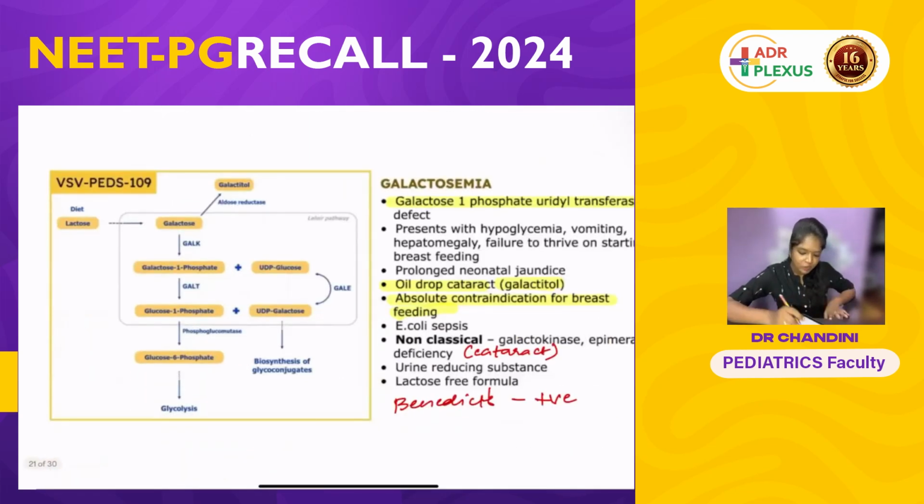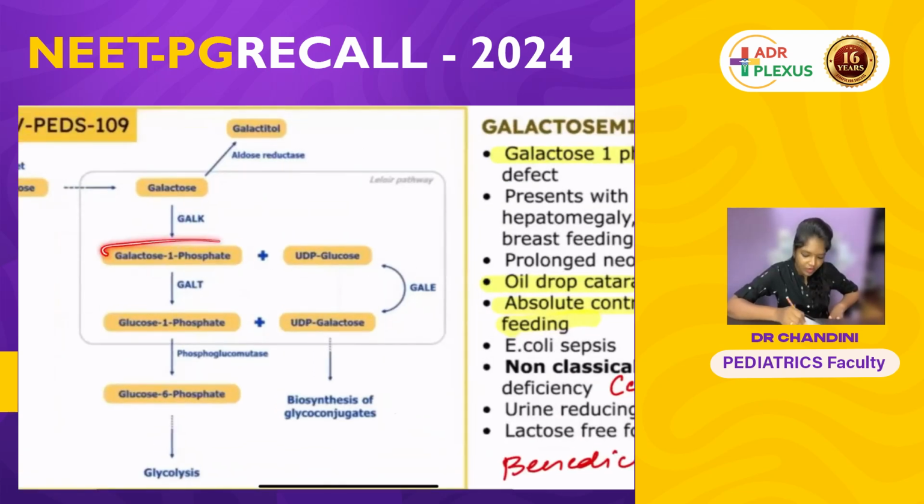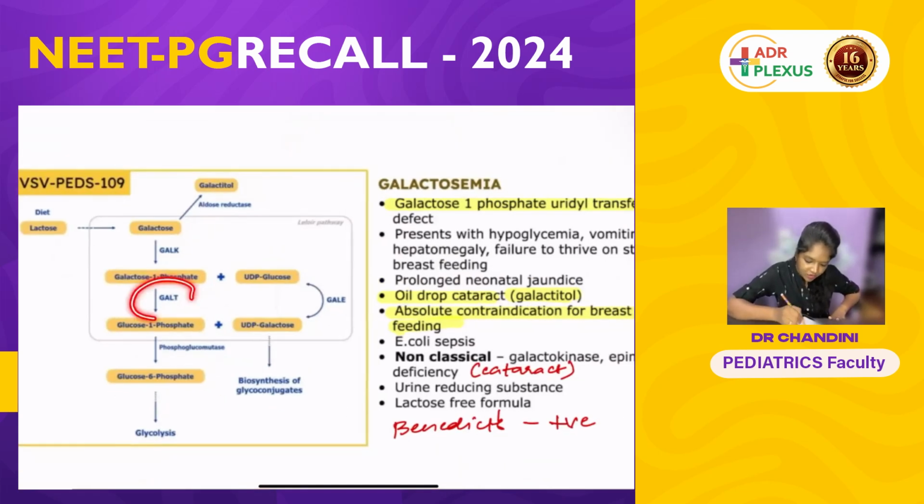So this is what I was telling about. Galactose is converted to galactose 1-phosphate; we need galactokinase. Galactose 1-phosphate is converted to glucose 1-phosphate; we need GALT. When GALT is not there, this level increases and causes all the problems in galactosemia. The excess galactose is converted to galactitol by aldose reductase, and this galactitol is the reason for cataract. So aldose reductase is the reason for cataract, and the deficiency of GALT is the reason for classical galactosemia. Fine.